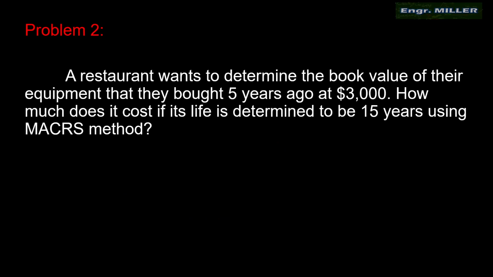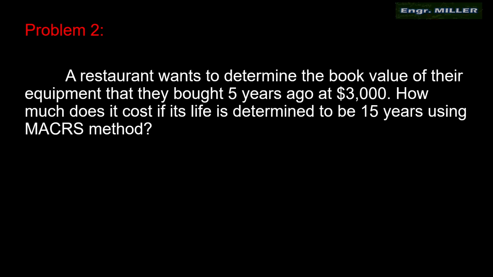Let's try another. This time, gawin natin medyo mas mahirap. A restaurant wants to determine the book value of the equipment that they bought 5 years ago at $3,000. How much does it cost if its economic life is determined to be 15 years using MACRS method? So dito, may restaurant na naghahanap ng book value ng kanyang equipment na 5-year-old. Ito ay nabili niya sa $3,000 na halaga. At ang tax life nito based sa IRS table is 15 years.